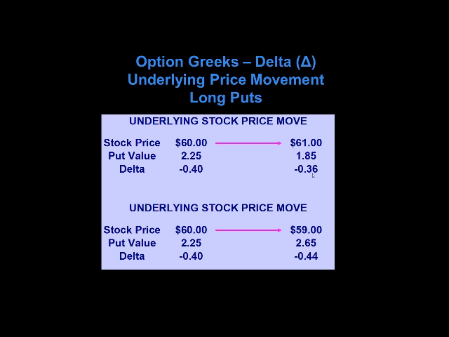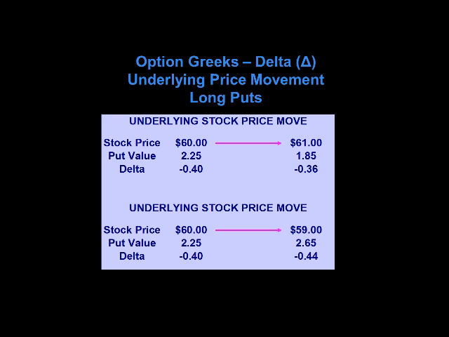Then your delta gets smaller. That means if we were to extend this out to 62, you then lose less money as it goes against you, just like the call did when it was moving against you. Now, when the stock moves in your direction with a put from 60 to 59, with a put value of 2.25 and a delta of minus 0.4, then your delta gets larger because it's moving in your direction.